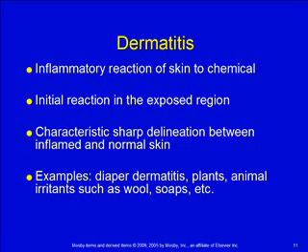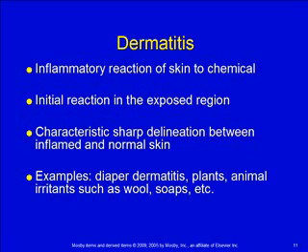Dermatitis. This is an inflammatory reaction of the skin to a chemical. The initial reaction is going to be on the exposed region. And so you'll get a real characteristic delineation between the red inflamed skin and normal skin. You'll get this sharp line between the two, and that's how you know this is a dermatitis.